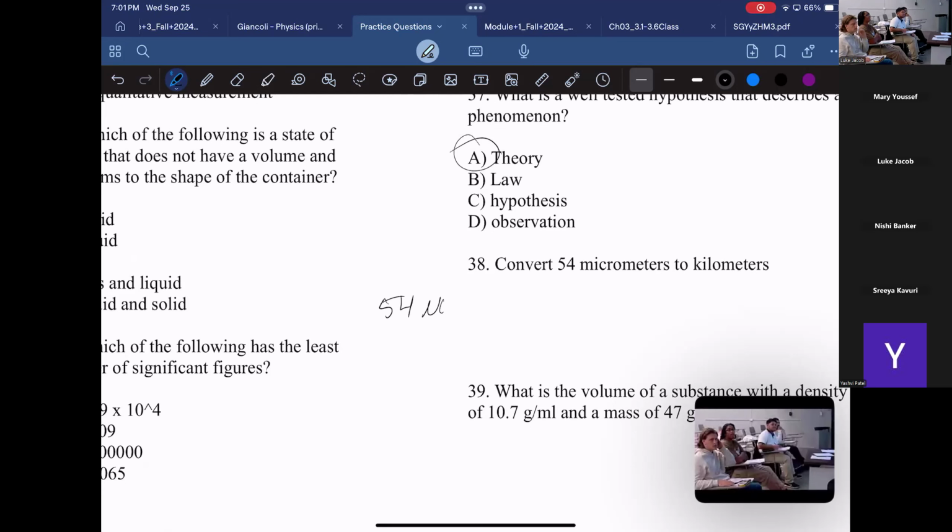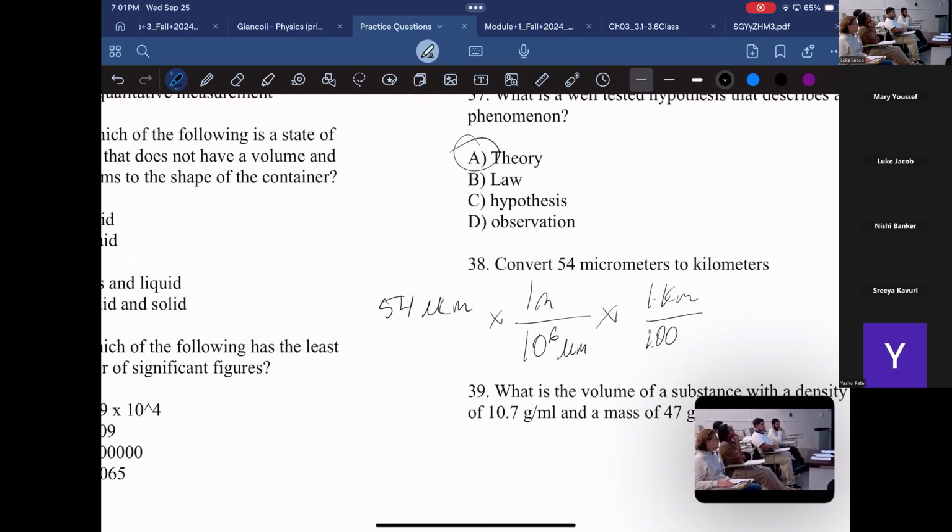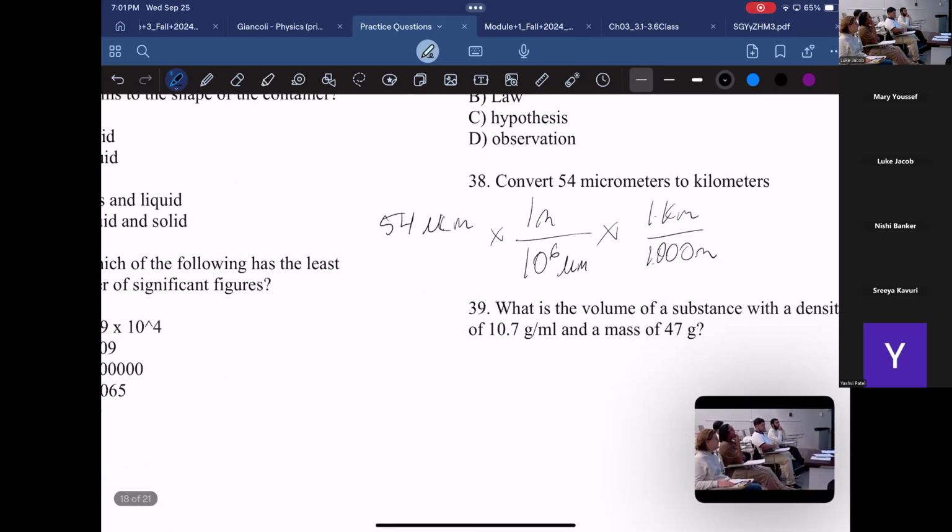10 to the 6. Yes. Oh, it's 6, that's been now. So 10 to the 9 is for every nano. For every 1 meter, there is 10⁶ micrometers. Okay? How many meters are in a kilometer? 1000. Yes, 1 km, 1000. Put this in the calculator, you get the right answer.